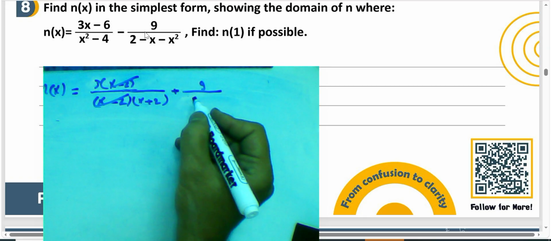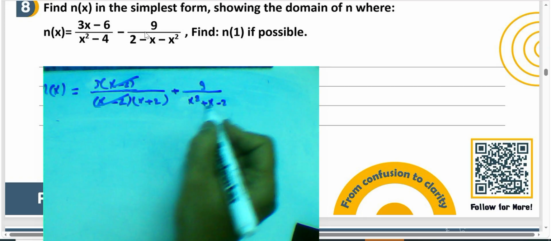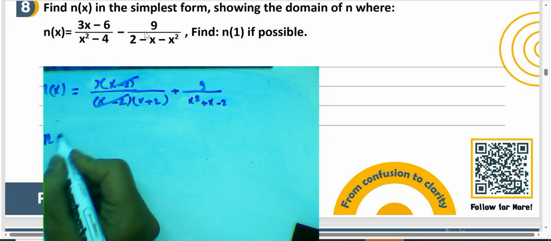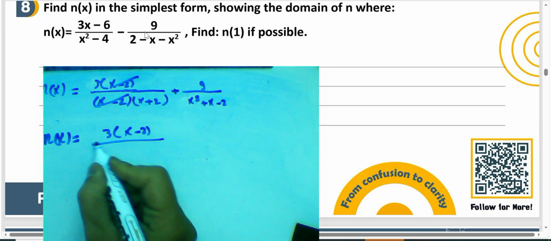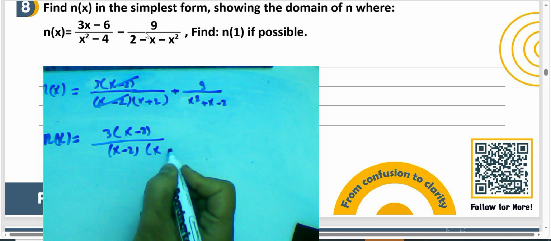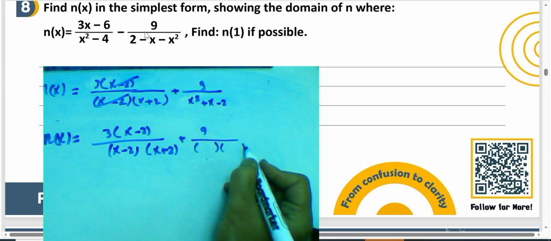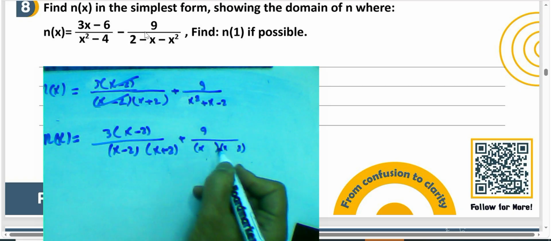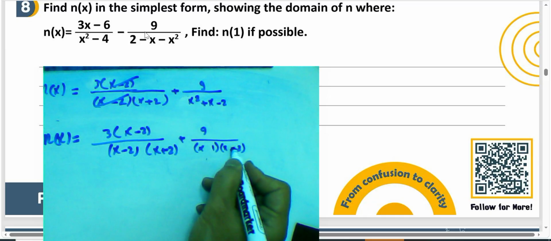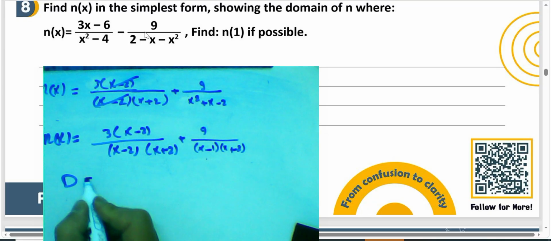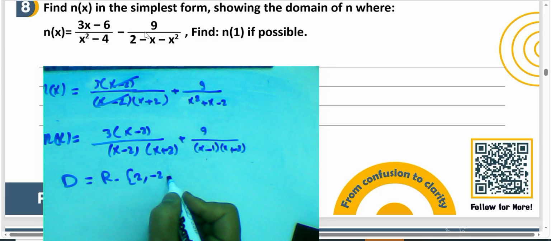Okay, write again, we have x power 2 plus x minus 2. Then n of x will be equal 3 product by x minus 2 over x minus 2 times x plus 2 plus 9. We can factorize this expression, x times x and 2 times 1. The greatest number will be like numerator positive and this negative. The domain is R subtract by the set of zeros here 2 and negative 2 and 1.